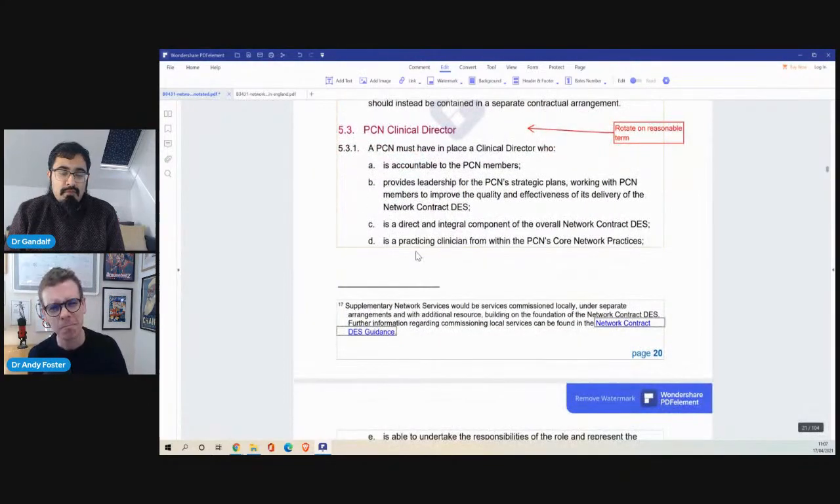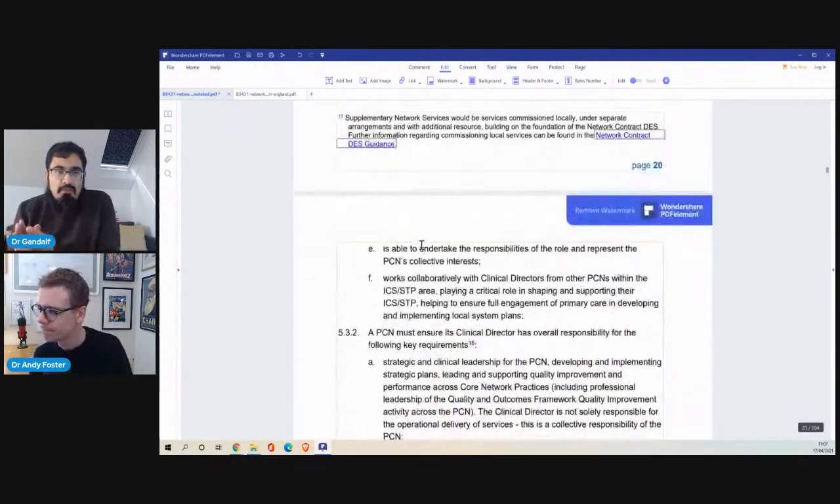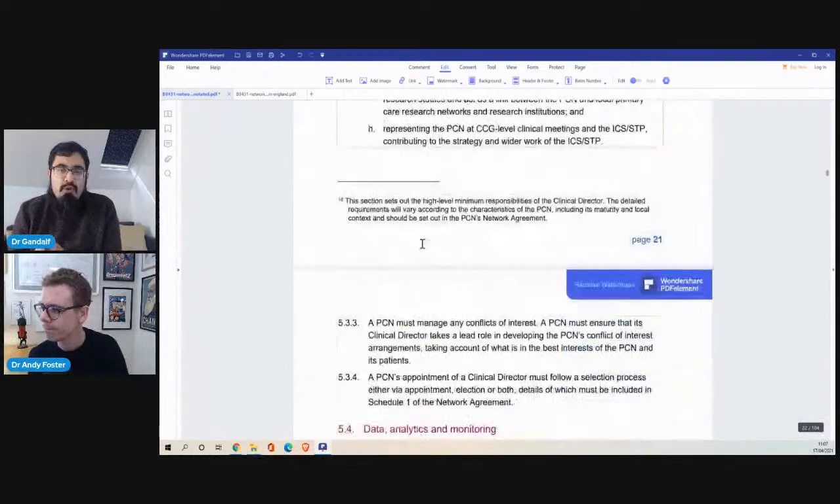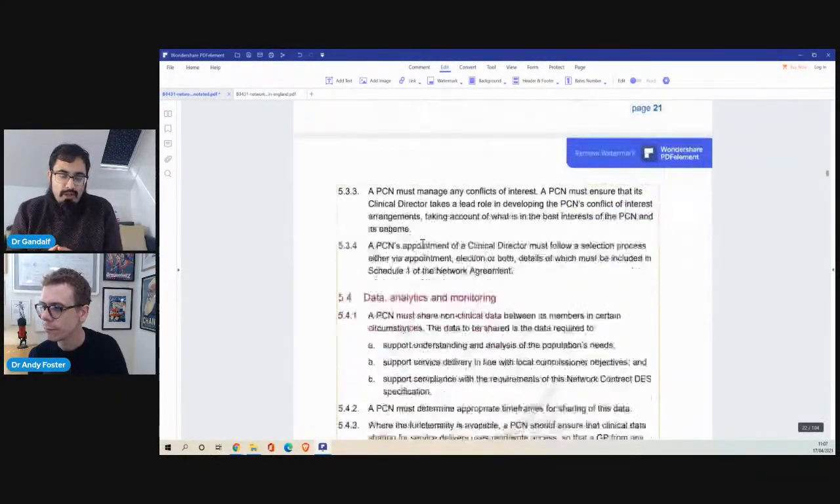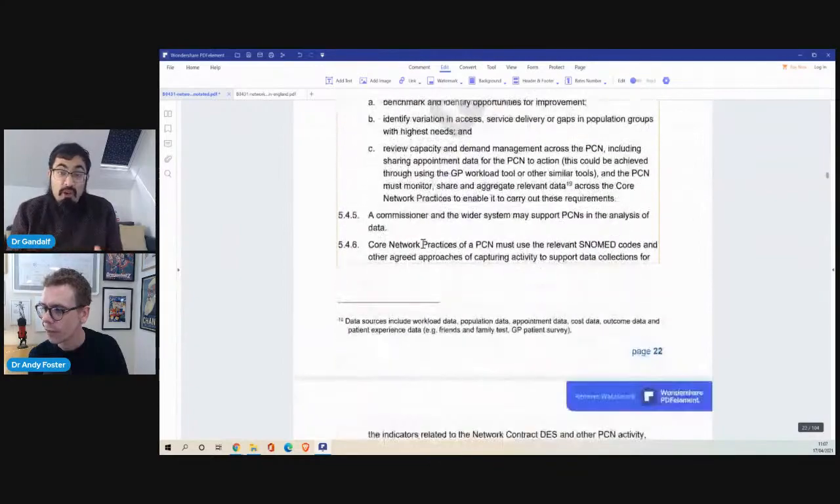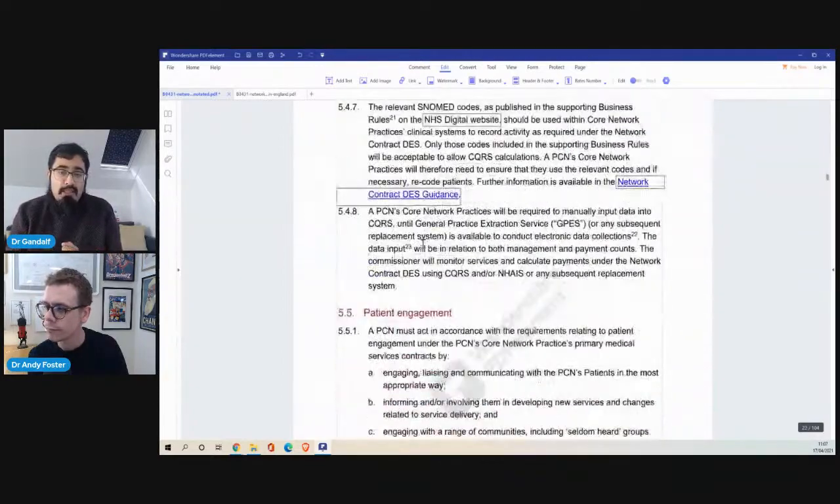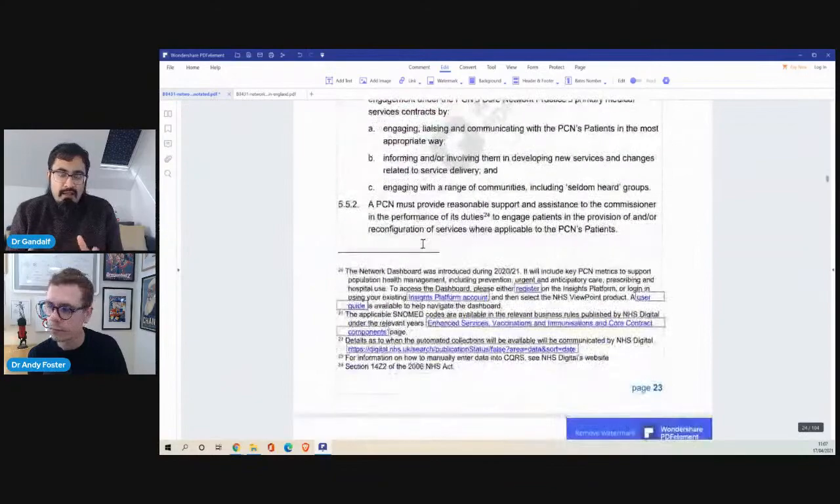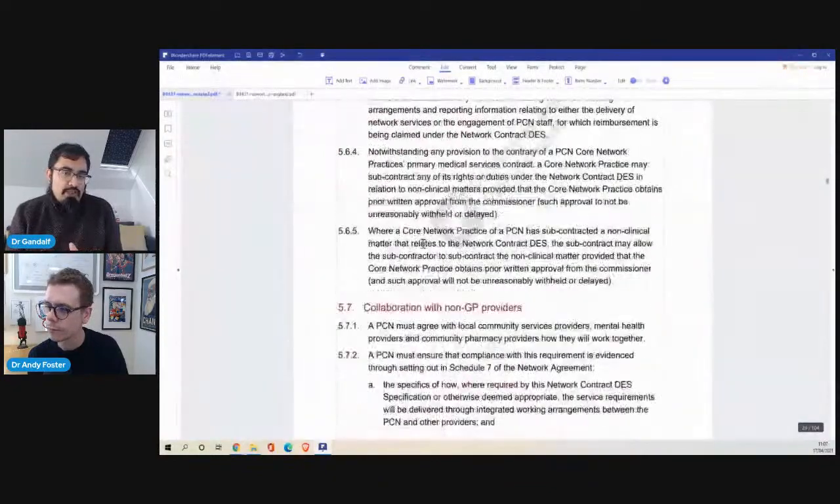Anything else to say about that, Gandhi? Yeah, and I guess the more in-depth DES document does point out how you might want to go about re-electing a clinical director, whether it's just by assent, or a direct vote, or other kinds of mechanisms. And like you say, Andy, it doesn't actually specify what a reasonable term is.